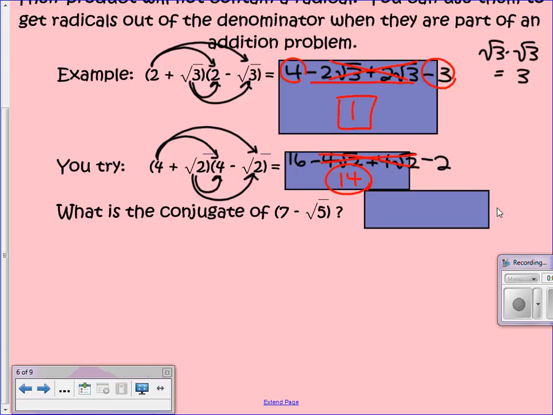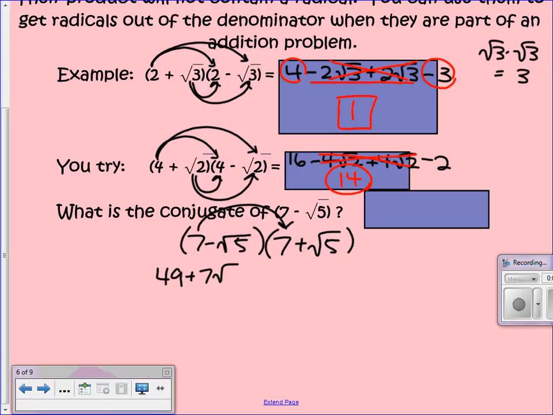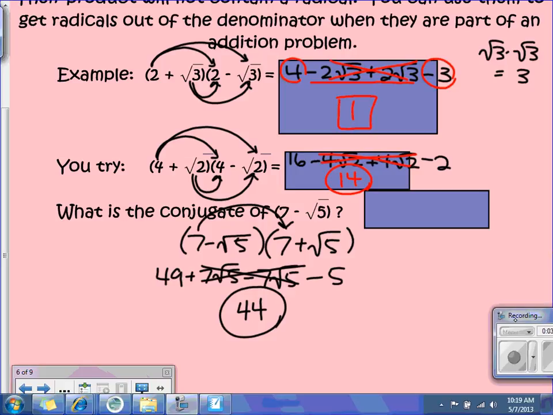So if I have 7 minus the square root of 5, what's its conjugate? I'm going to want to multiply that by 7 plus the square root of 5. Let's see if it does what it really has been doing this whole time. 7 times 7, 49. Plus 7 times the square root of 5, minus 7 times the square root of 5, and then minus 5. Yep, the middle terms keep canceling out every time. This is just 44.